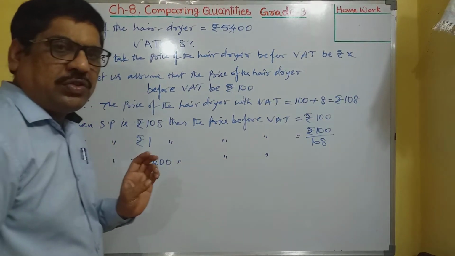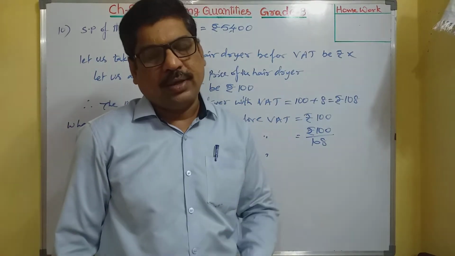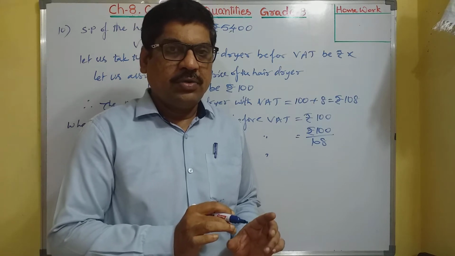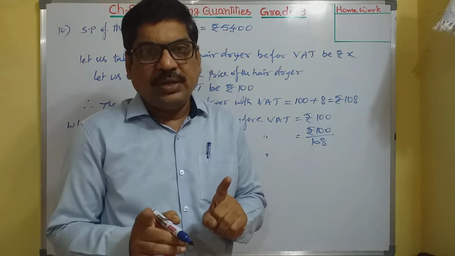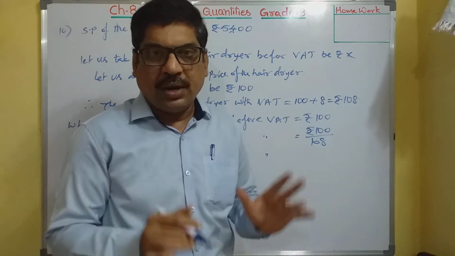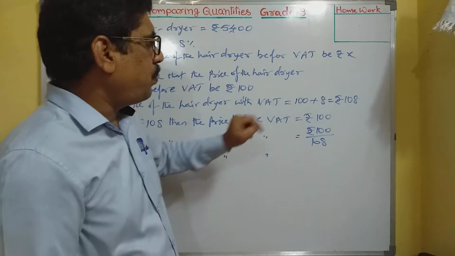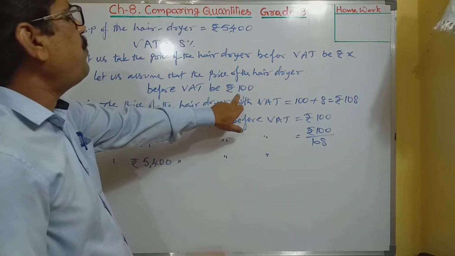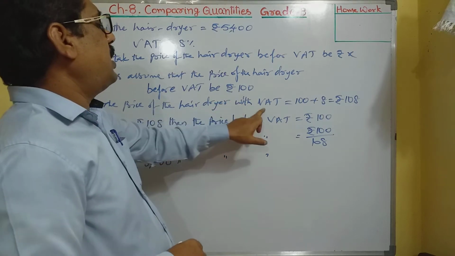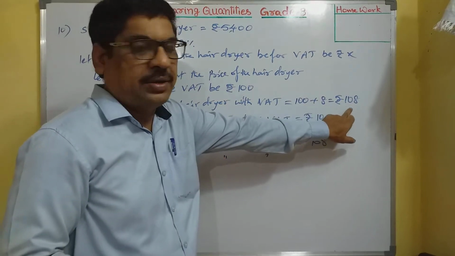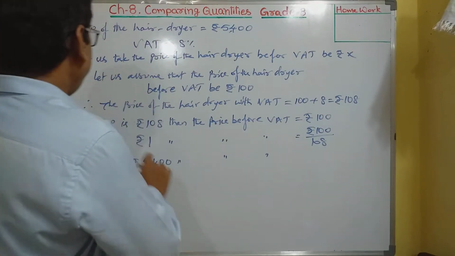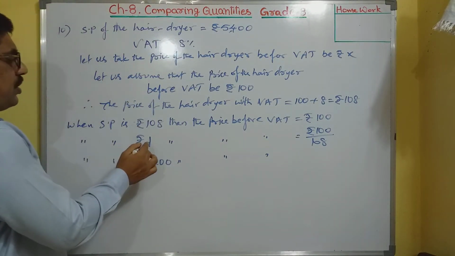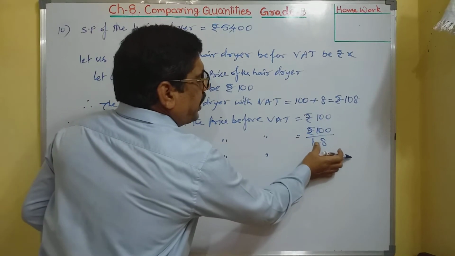This process I have explained in one of the online classes. Why do we compare with 100 rupees? Because percentage means we calculate out of 100, per 100. So we always compare with 100 rupees. When the price before VAT was 100 rupees, after VAT it is increased by 8%, that is 108. So when the SP is 108, the price before VAT is 100 rupees. If we consider it is 1 rupee, then it is 100 by 108.